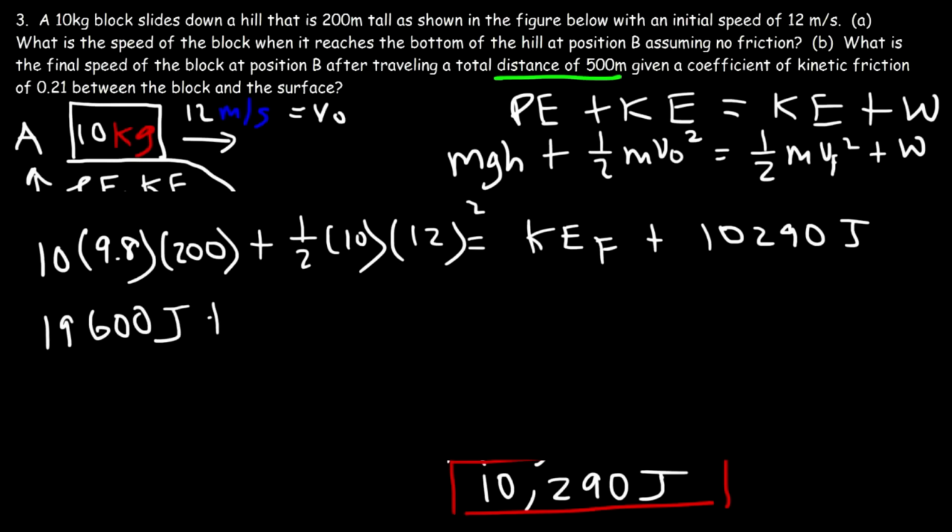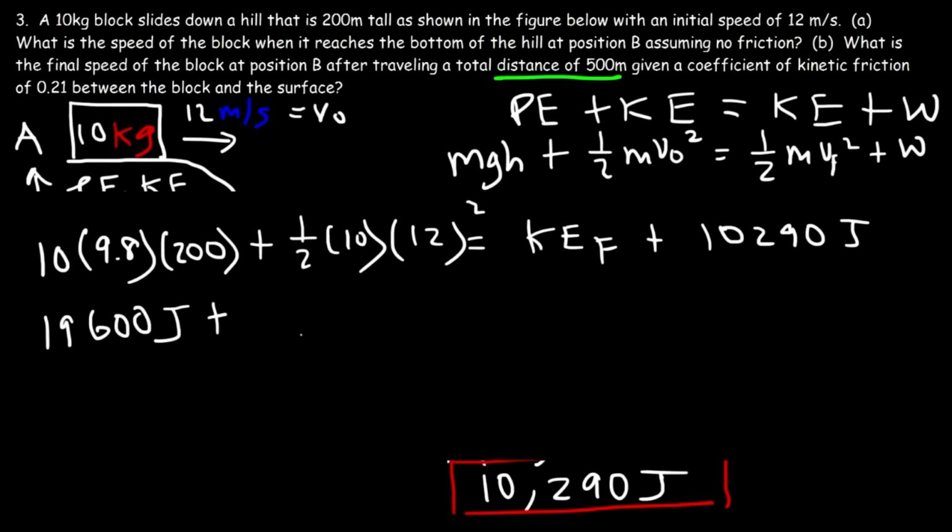So there's enough potential energy to satisfy the work done by friction, which tells us that the final speed is going to be greater than 12. If this was less than friction, the final speed would be less than 12.